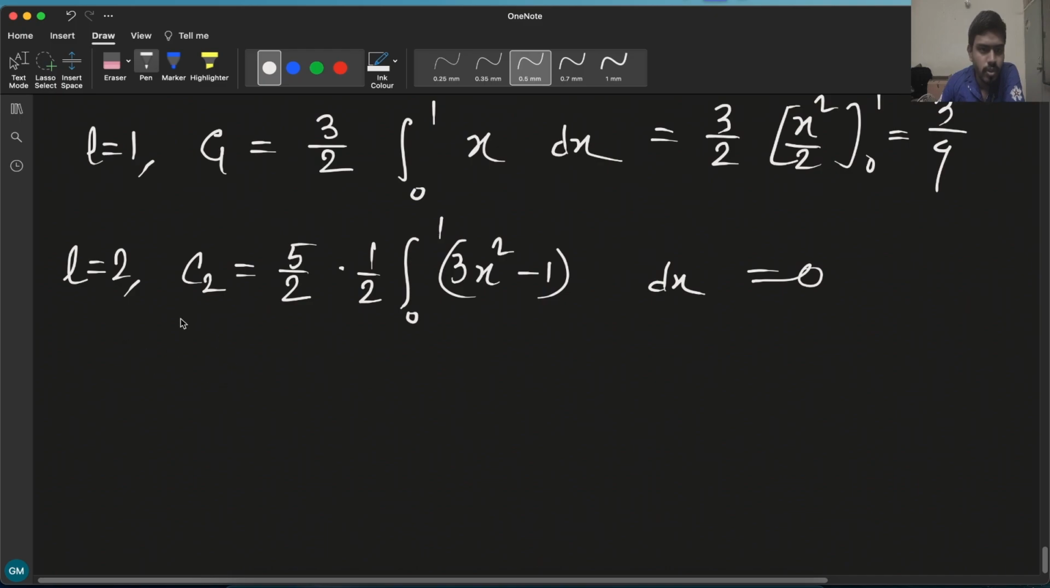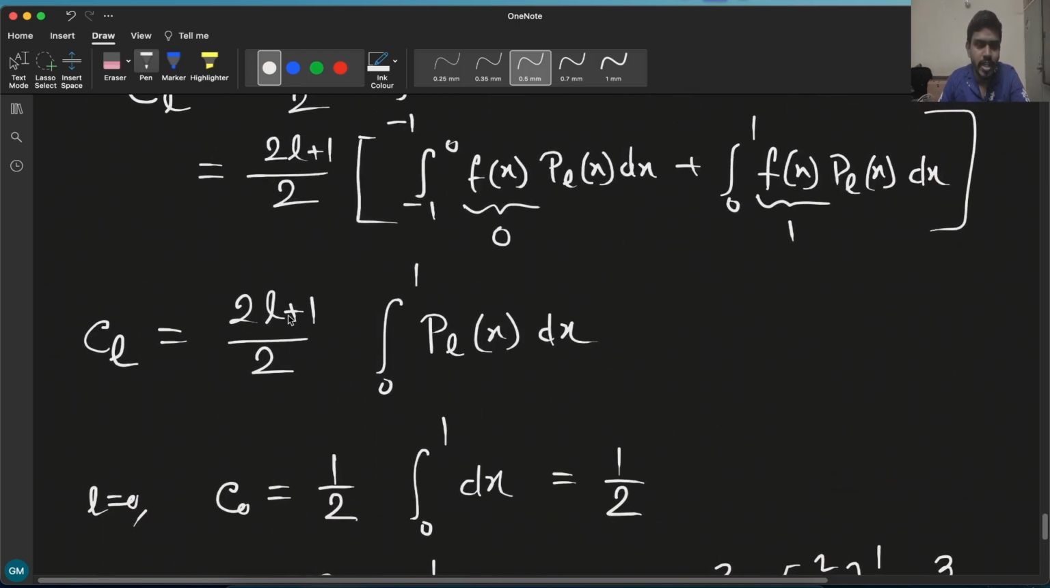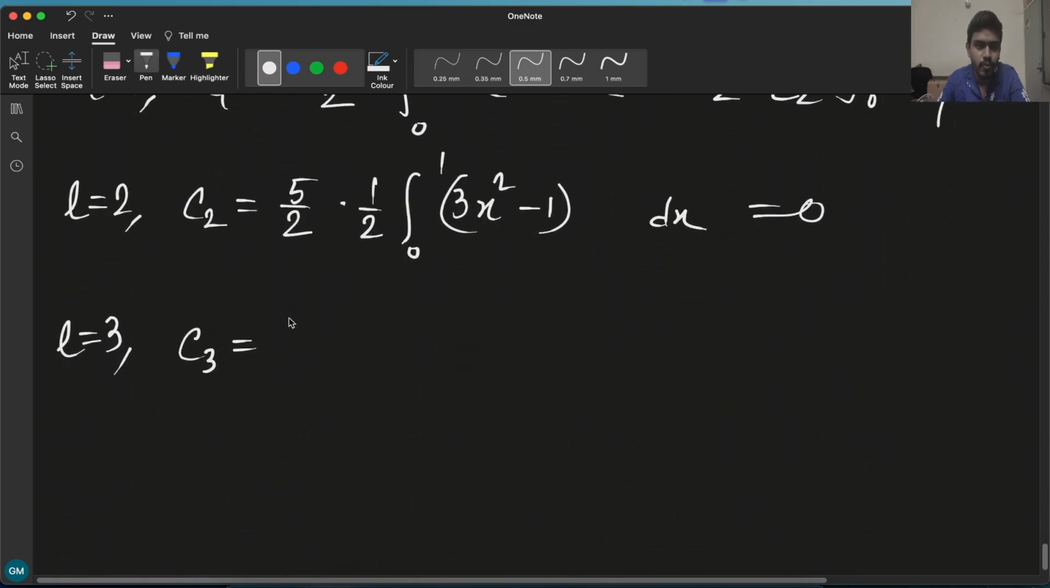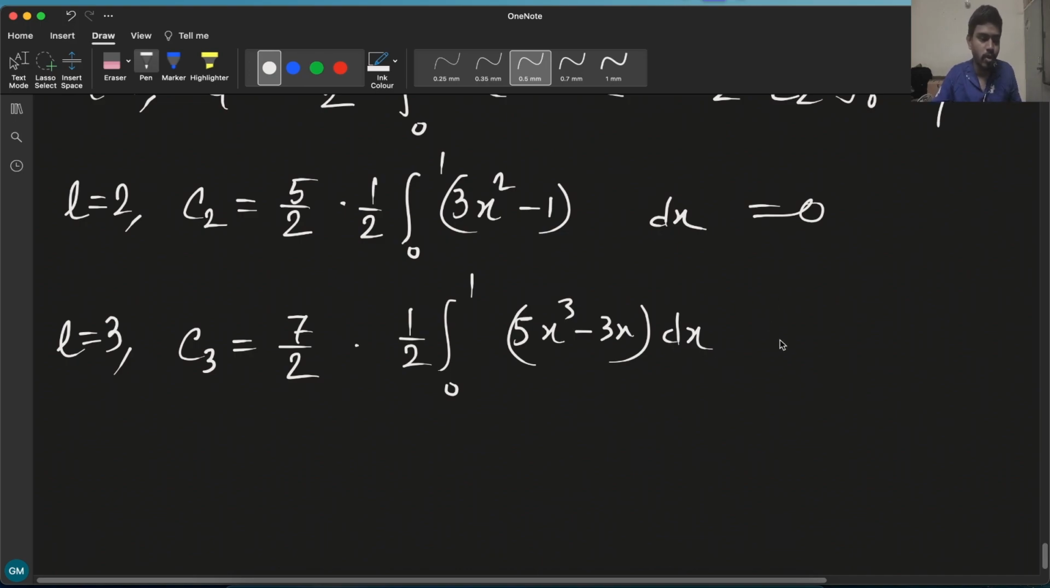And for the next term, L equals 3, C_3 equals, so if I put L equals 3, then it is 3 times 2, that is 6, plus 1, 7 by 2, and then the integral from 0 to 1 of P_3(x) dx. And what is P_3(x)? P_3(x) is basically 1 by 2 times (5x cubed minus 3x). And if you do the integration, then the value you will get is basically -7 by 16.